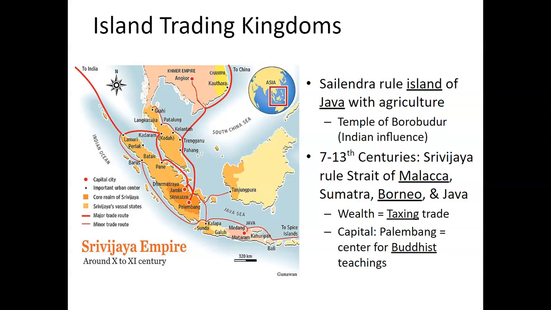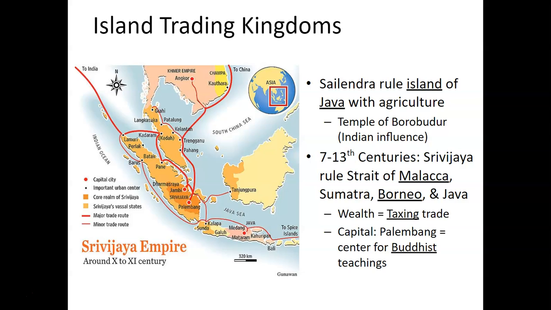We'll look at a picture of the Temple of Borobudur that they built there on the island of Java. But the reason why this is important is not only because it's a beautiful building and it still stands, but it shows the influence that we're talking about from India. Those missionaries coming in establishing religion in this area, Hindu or Buddhist.